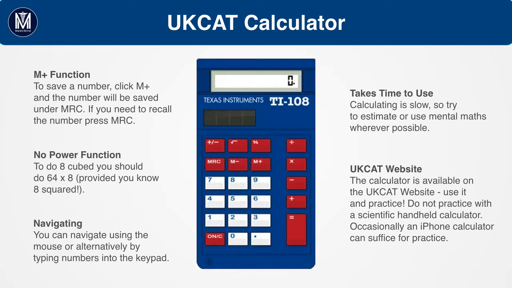Secondly, there's no power button on this calculator. Therefore, you want to try and save time wherever possible. For example, if you're doing 8 cubed, you could instead do 64 times 8, assuming that you know that 8 squared equals 64. This might sound quite minor, but a small step like this can really help you to save time, and you want to save time wherever possible for the UKCAT.